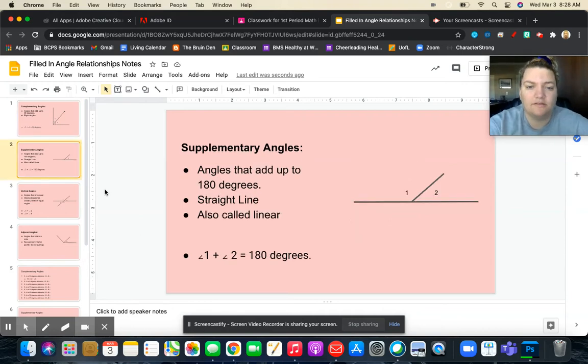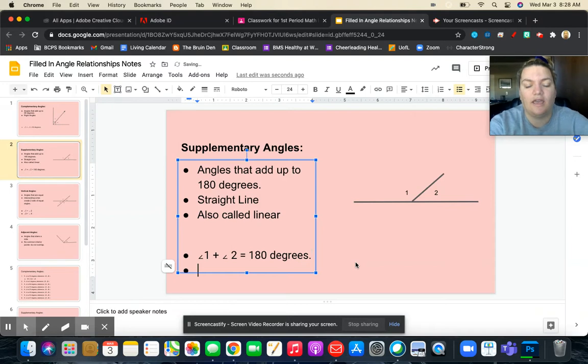Angle 1 plus angle 2 needs to equal 90 degrees if we're dealing with complementary angles. Supplementary angles are angles that add up to 180 degrees. They're a straight line. They may also be called linear angles. So angle 1 plus angle 2 needs to equal 180. So if angle 1 was 130 degrees, angle 2 would need to be 50, and that would give us a total of 180 degrees.